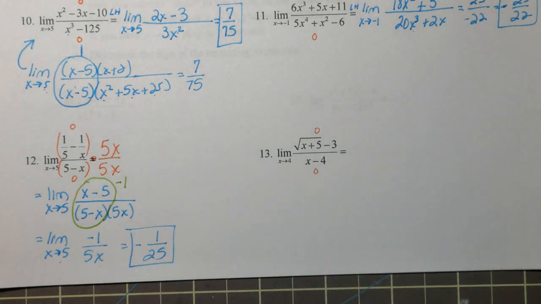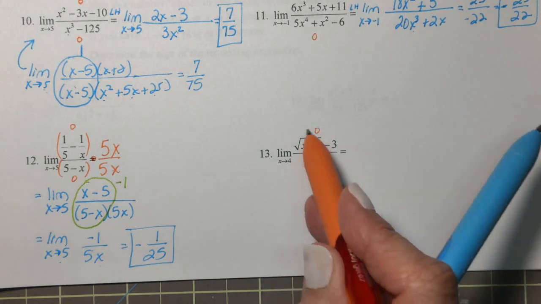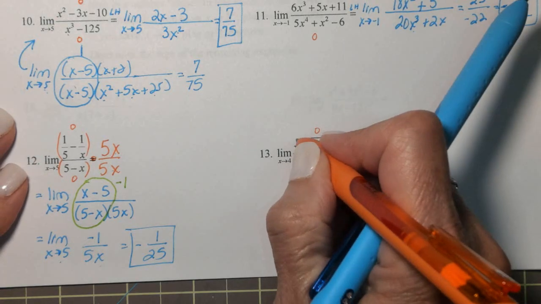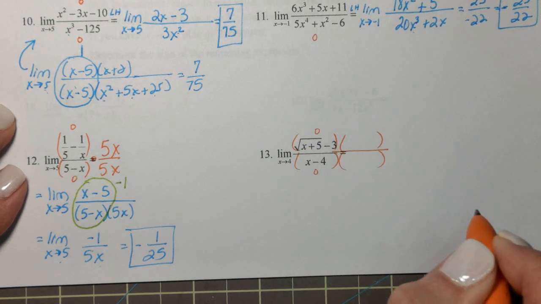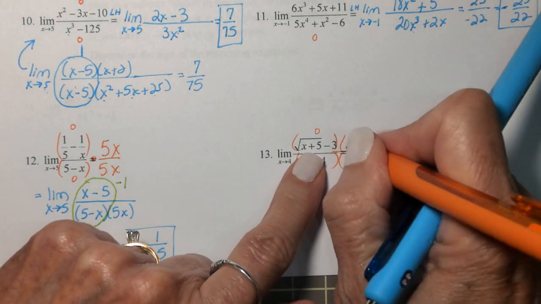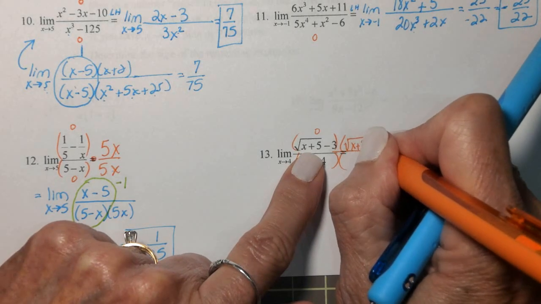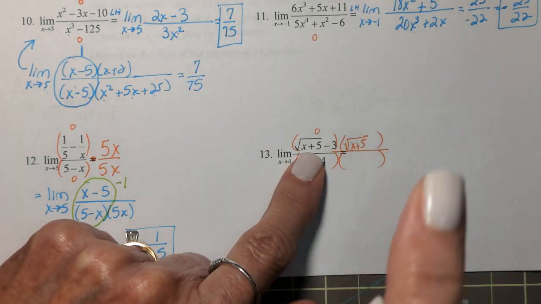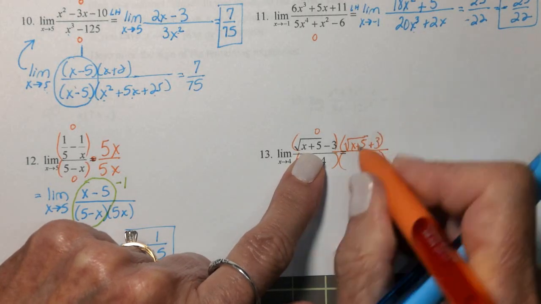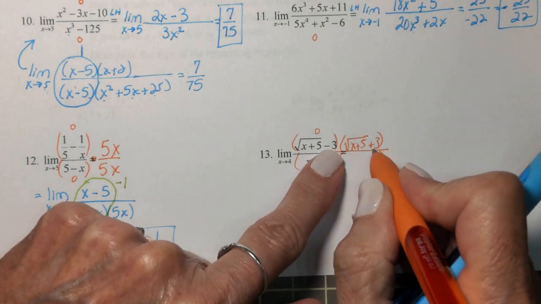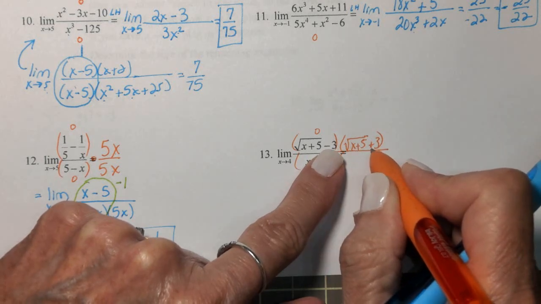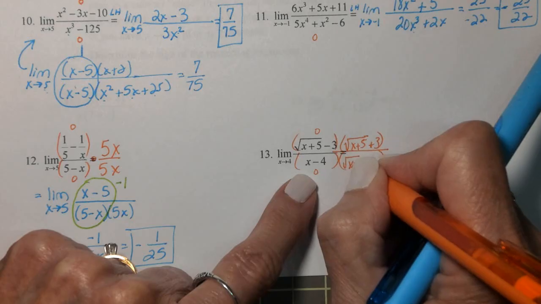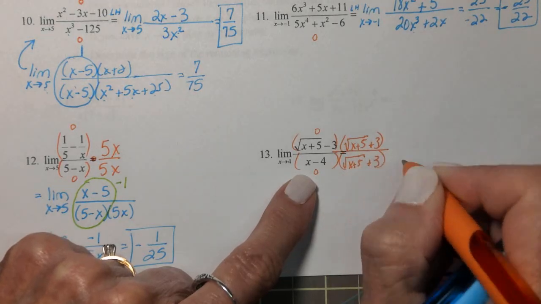Now, we could use L'Hopital's rule here. Okay? But we would have to use the chain rule. We'd have to do some things here because of that square root. So instead, I am going to multiply top and bottom by the same conjugate. So I'm multiplying by the conjugate of this numerator. I'm keeping my square root of x plus 5. That does not change. But I change the minus to a plus. You do not change the sign under a square root. Only change the sign here. And whatever you multiply by on top, you must multiply by on the bottom.